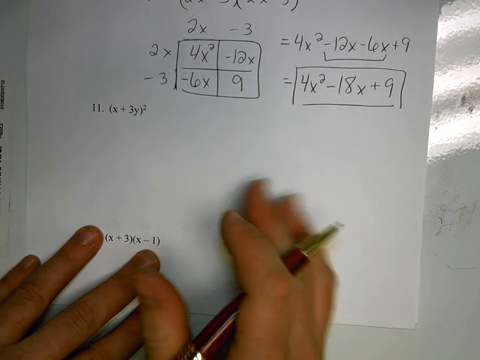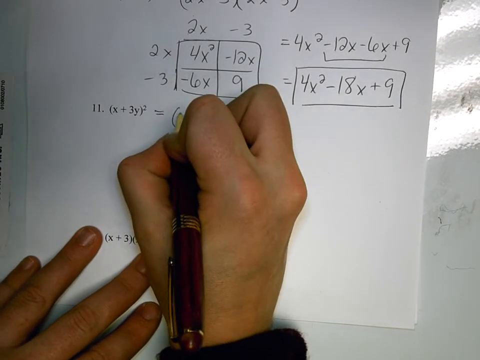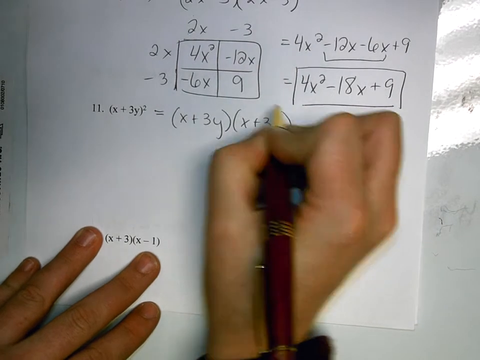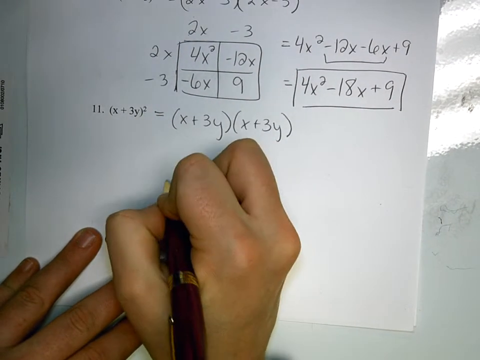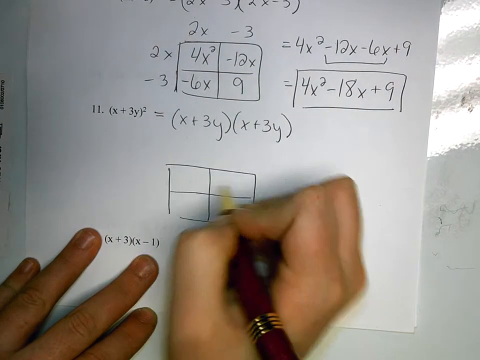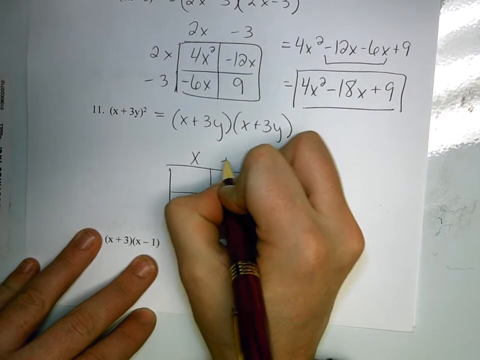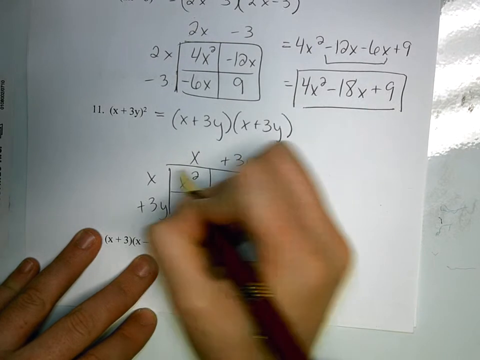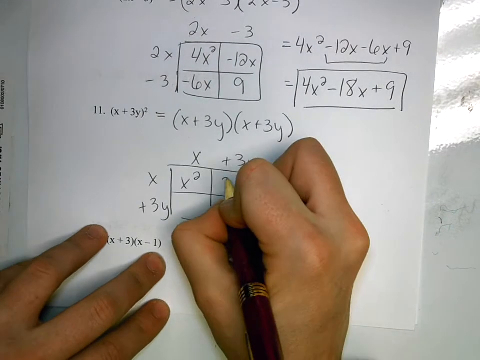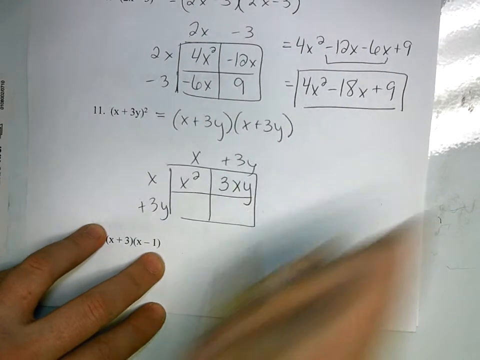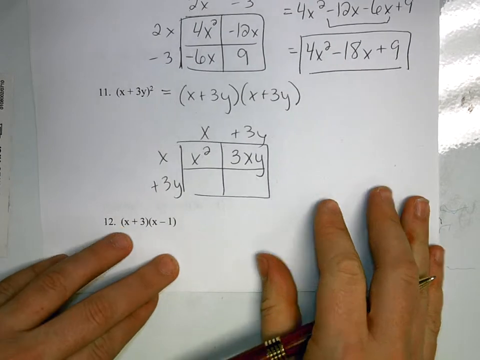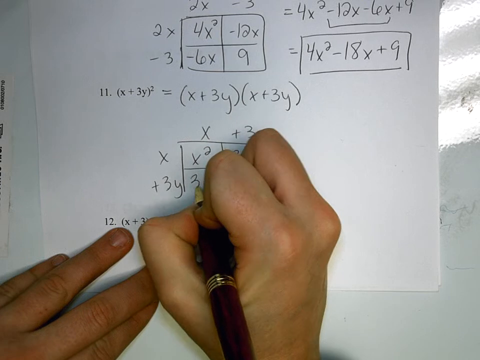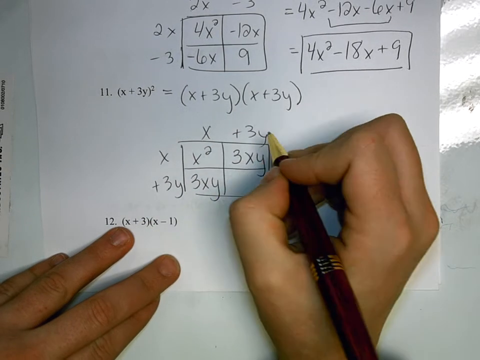Next I'm going to multiply x plus 3y times x plus 3y. All I did was expand those out because I have an exponent of 2. Using my area model, I can do x plus 3y, and I get x squared. 3y times x is 3yx, or 3xy. I'm going to write it like that because it's alphabetical order. 3y times x is 3xy as well, and 3y times 3y.